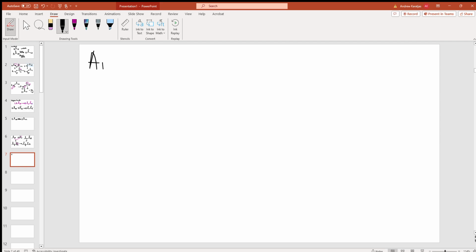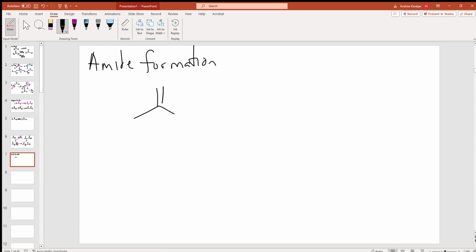So of the functional groups we can make from carboxylic acids, possibly the most important is the formation of amides. So in other words, here we're talking about the addition of a carboxylic acid with an amine to form an amide.